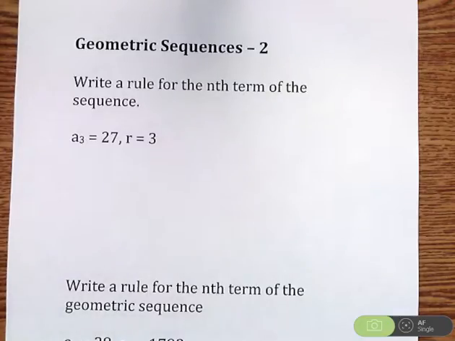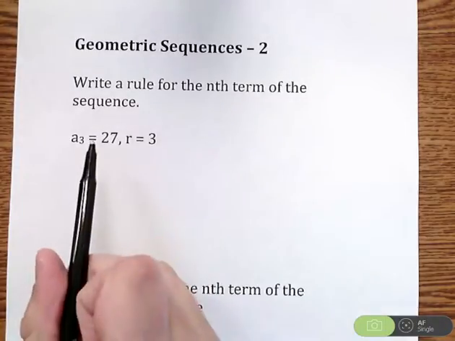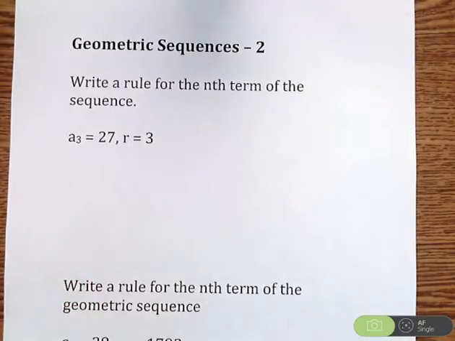Alright, this is going to be geometric sequences, the second video. If you haven't seen the basics video, I suggest you watch that before this one. So my first example: write a rule for the nth term of the sequence, and they give me a3 is 27 and r is 3.